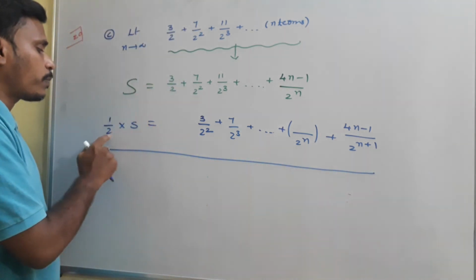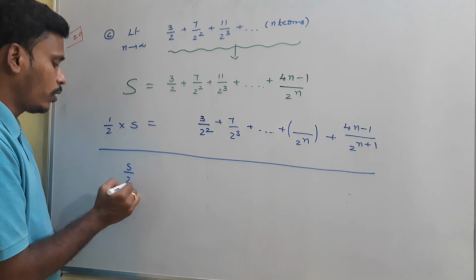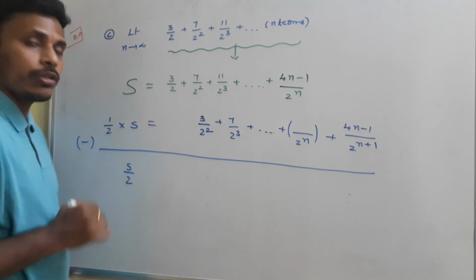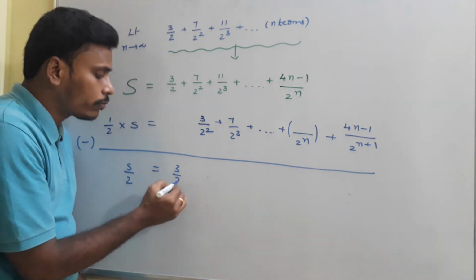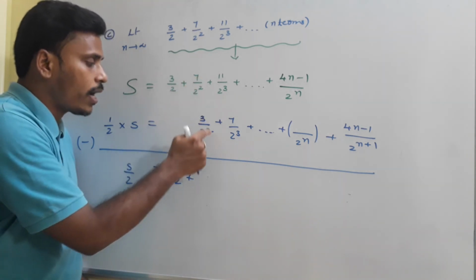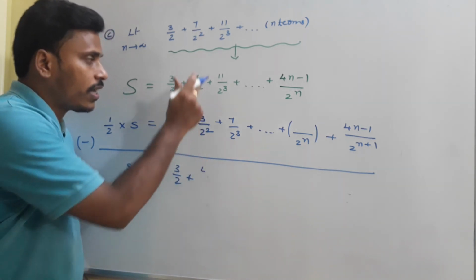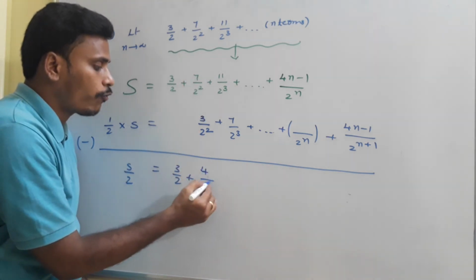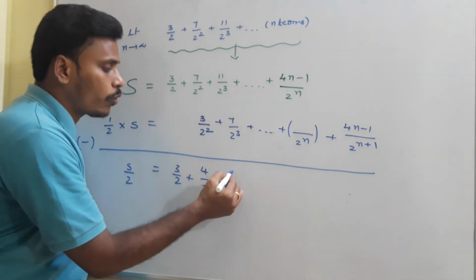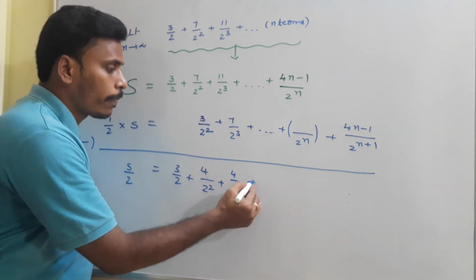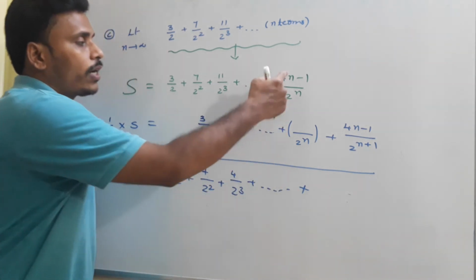See, S and S by 2, this is simply S by 2. S minus S by 2, I am just doing subtraction. S by 2. Here directly this is what? 3 by 2. Plus 7 by 2 square minus 3 by 2 square. See, 7 minus 3 is 4, so 4 by 2 square. Again, 11 minus 7 is what? 4 by 2 cube. Like that, if you continue, what is this?